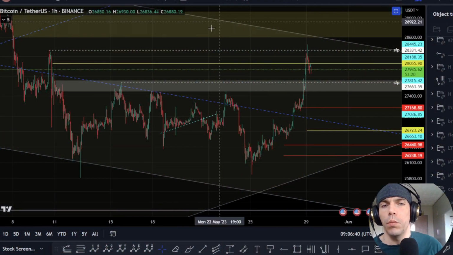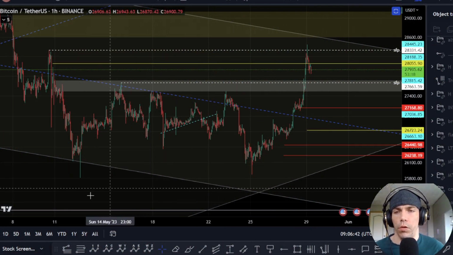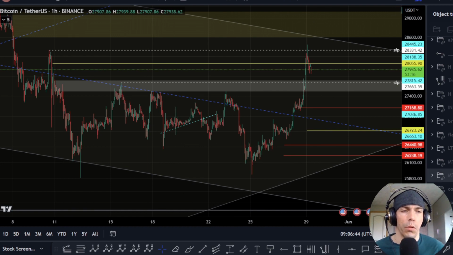Today we're going to be having a look at BTC. Let's get into the price action and see what's going on. Okay, so the first thing that we're going to talk about here is the bearish scenarios, where we could actually be setting up for continuation to the downside.